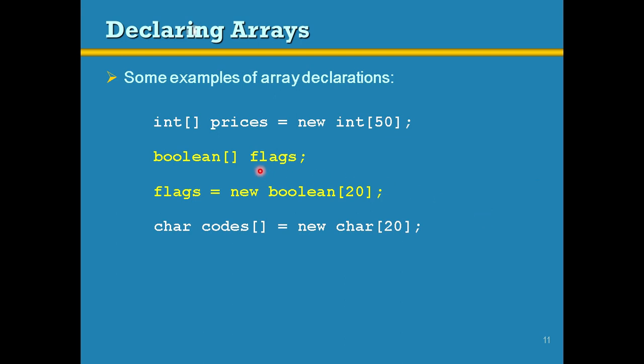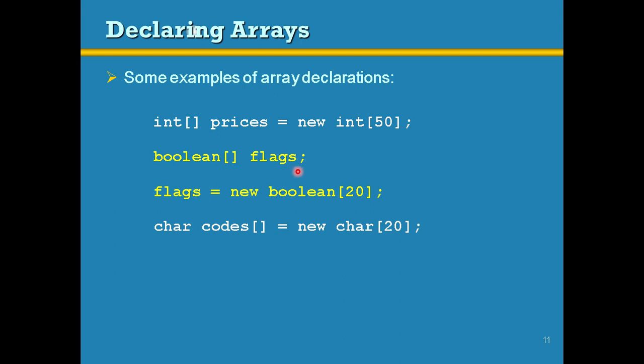Let us see more examples about array declaration. This is the first method: int, then square bracket, prices is the array name, is equal to new int 50. So an array of 50 memory locations will be created. This step I have split and given over here. This is a one-step process, this is a two-step process. The same process I have written over here this way.